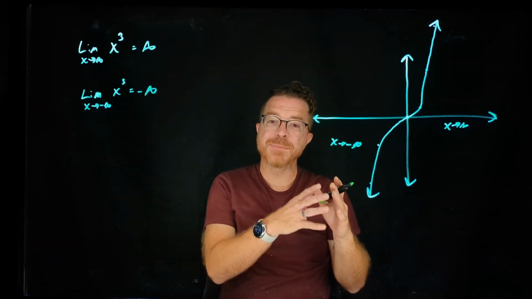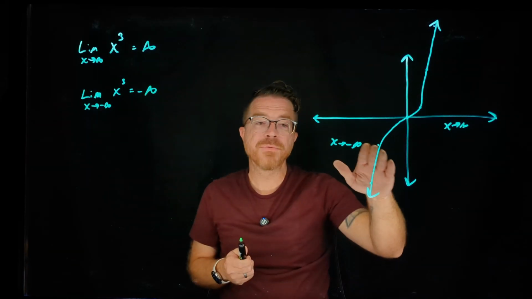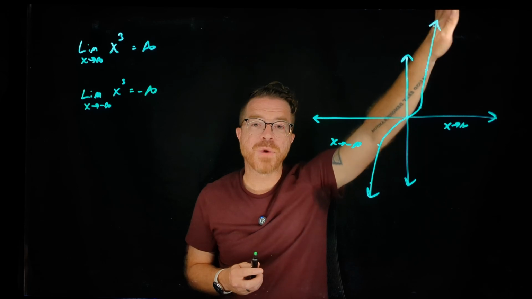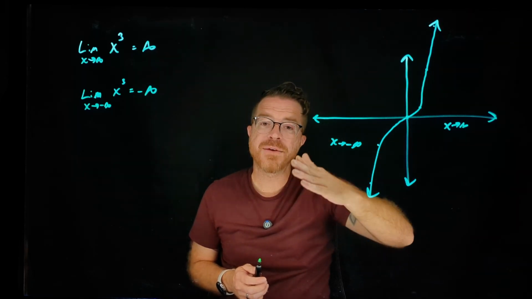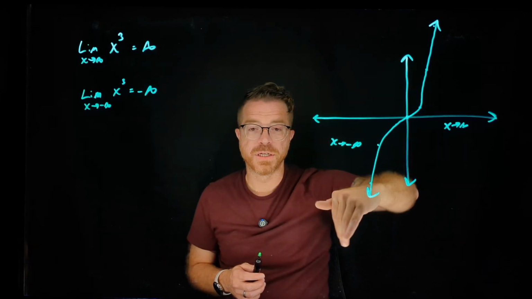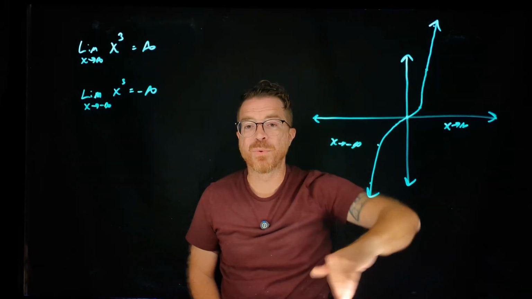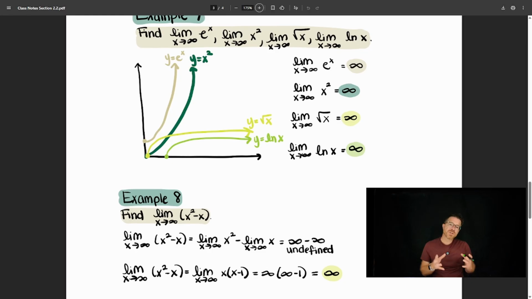So what's happening in this case, because this is an odd function, when I have positive values to the right, I'm growing faster and faster and faster upward towards infinity. When I go to the left, my negative values will shrink smaller and smaller and smaller towards negative infinity.